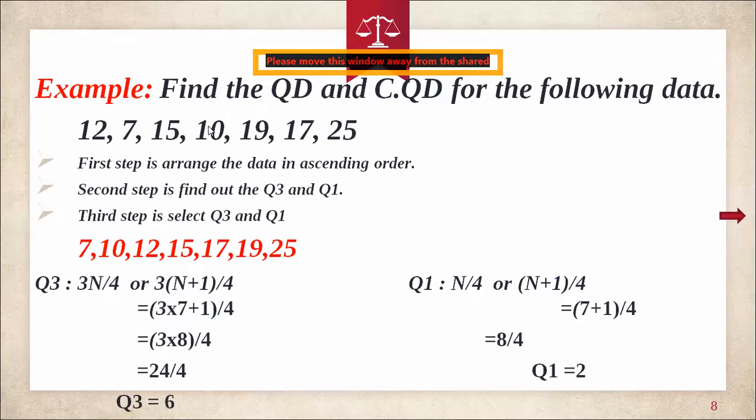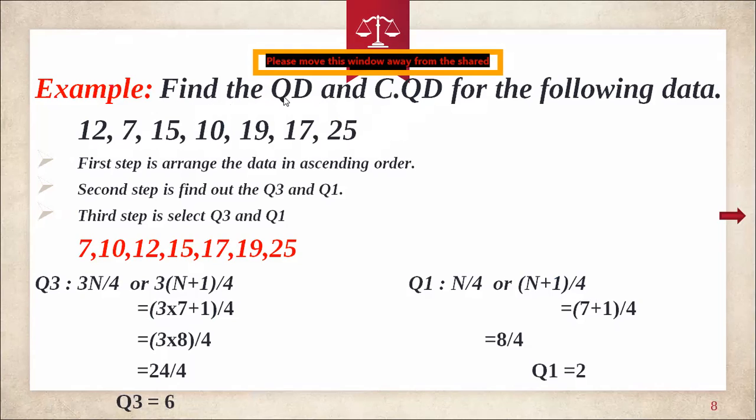For example, let's find out the quartile deviation and CQD, nothing but the coefficient of quartile deviation. So here we can find out the QD and the coefficient of quartile deviation for the following data set. The data given is 12, 7, 15, 10, 19, 17, 25.